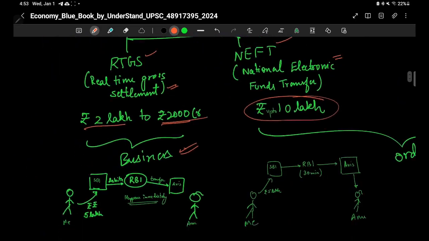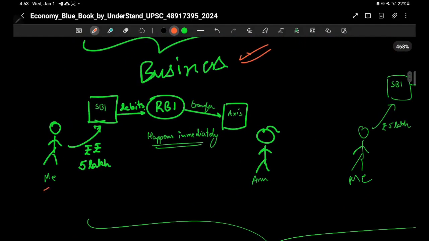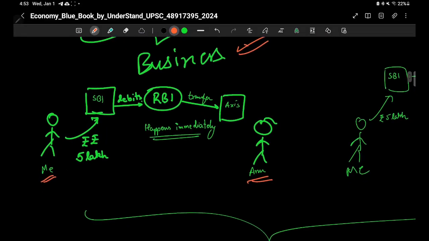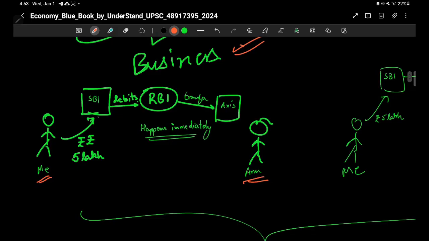Now, how does real-time gross settlement work? Let's say I am here and you're here. I want to send 5 lakh to you. I have 5 lakh in my SBI account, so I give a request to debit 5 lakh from my account and send it to you. SBI will debit that amount and send the request to RBI. RBI will accept that request and transfer the amount to your bank account, which is Axis, and you will get the 5 lakh.